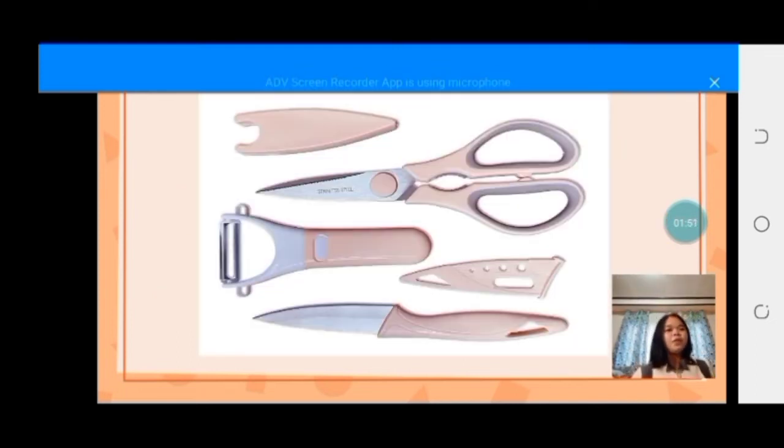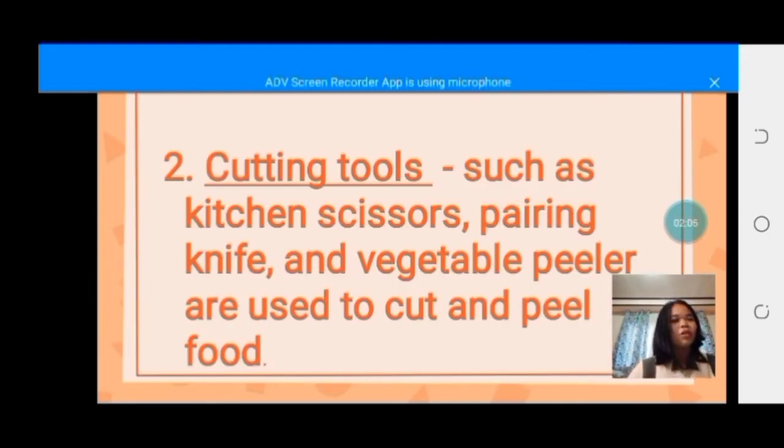Okay, how about this? What have you noticed in these pictures? Okay, scissors, a knife, very good. These are cutting tools. Who can read, class? Cutting tools such as kitchen scissors, paring knife, and vegetable peeler are used to cut and peel the food. So meaning, cutting tools are used to cut the food like fruits. Am I right, class? Yes, very good.